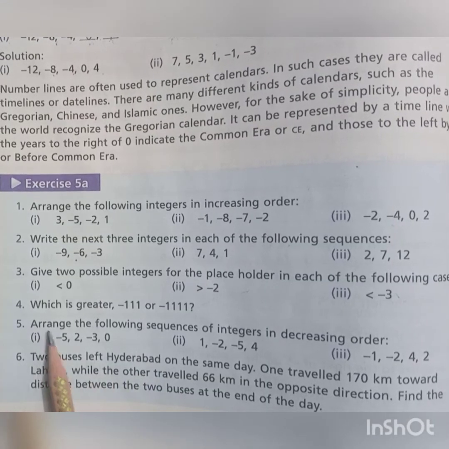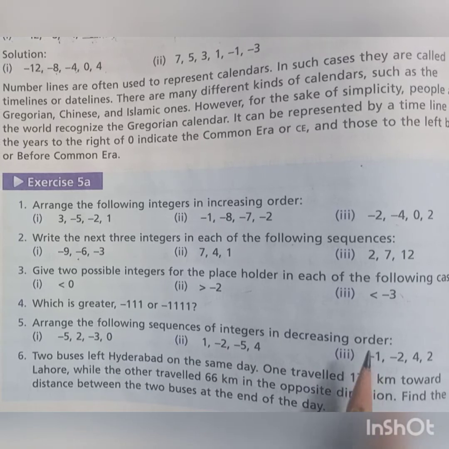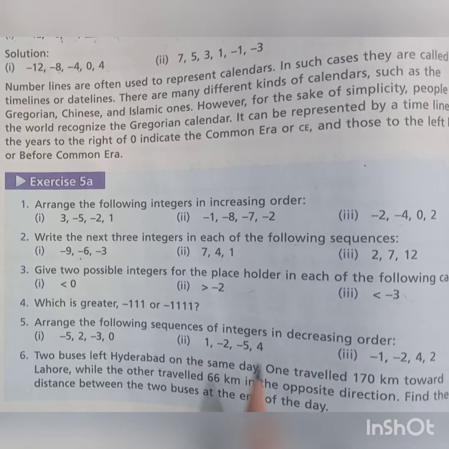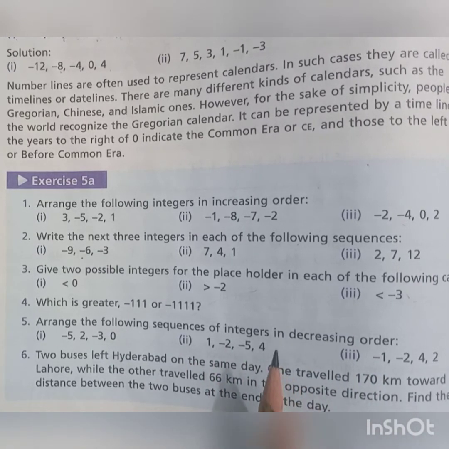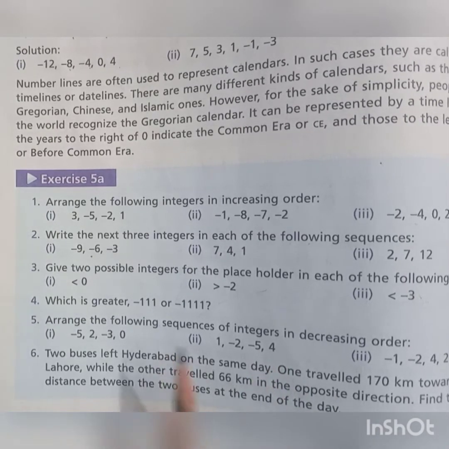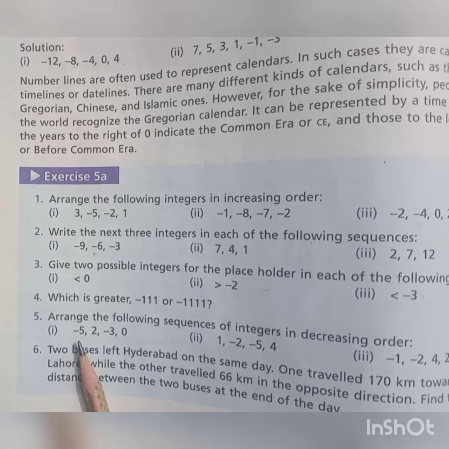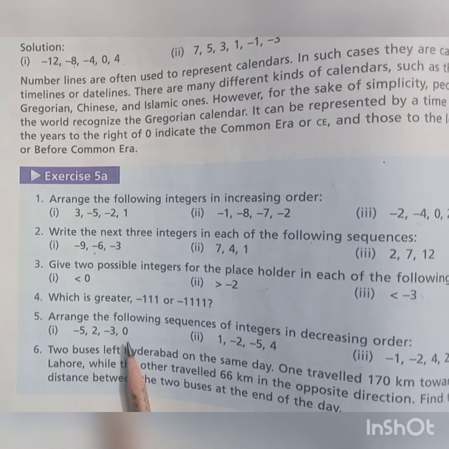Now question number 5 is arrange the following sequences of integers in decreasing order. स्टूडेंट्स, हमने जो सीक्वेंस दिए हुए हैं इसे डिक्रीजिंग ऑर्डर में मेंशन करना है, और डिक्रीजिंग ऑर्डर में किस तरह से मेंशन करते हैं? लार्ज वैल्यू से स्मॉल वैल्यू की तरफ, मीन्स लार्ज टू स्मॉल. सो पार्ट नंबर 1 इज -5, 2, -3 and 0.